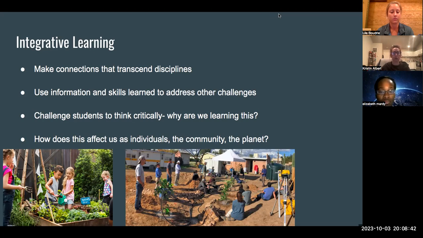Or if you take them to like an engineering-based museum, you can have them brainstorm ways to incorporate this knowledge into some sort of environmental project like rainwater harvesting or using solar energy. And wherever you go, you want to challenge your students to think critically. Why are we learning this? And you also want to ask them, how does this affect us as individuals? How does it affect us as a community? And how does it affect us as a planet?